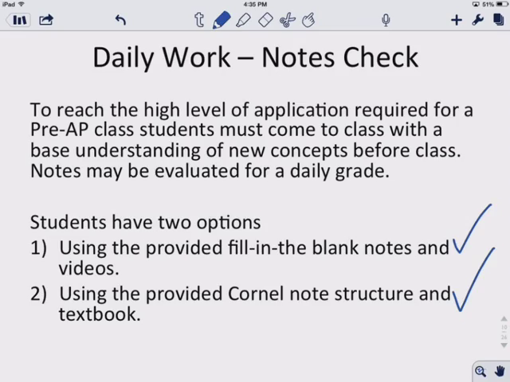The reason why we do this is to reach that higher level of application required for a pre-AP student. We want you to come to class with a base understanding of the new concept before class. So we're trying to get you to be active in your learning and take that independent role, and it's very similar to what you'll see when you go on to college. Similar, but not the same.